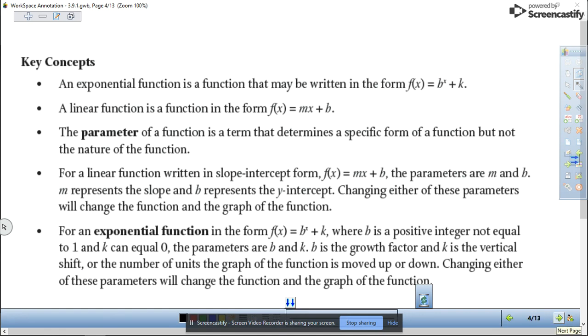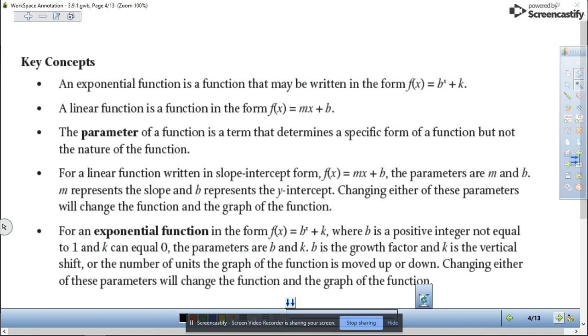Again, the reminder of what a linear function looks like: y equals mx plus b. The parameters of that function are m and b. So it's your slope and your y-intercept. Those are the parameters. Changing either one of those will obviously change the way the function looks.